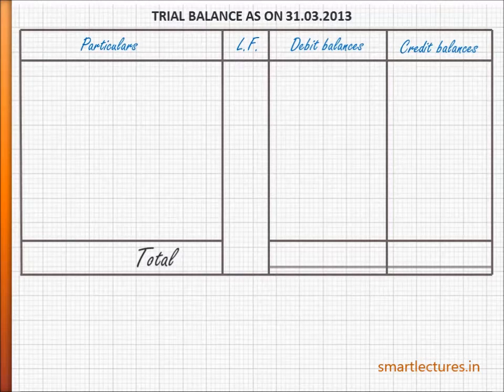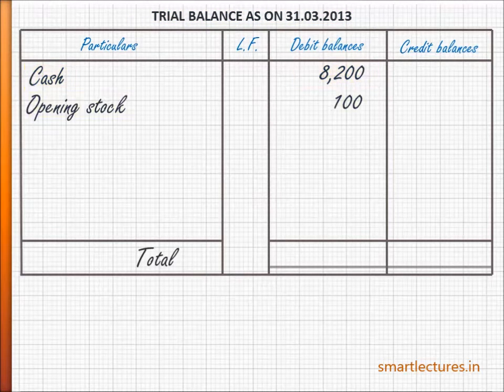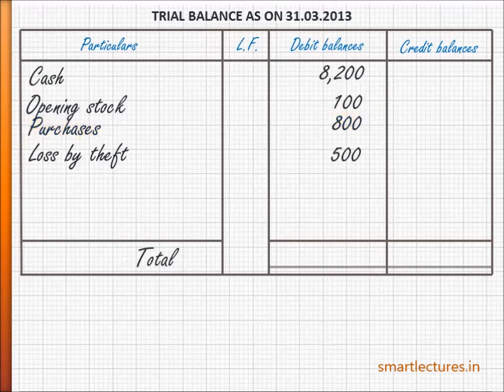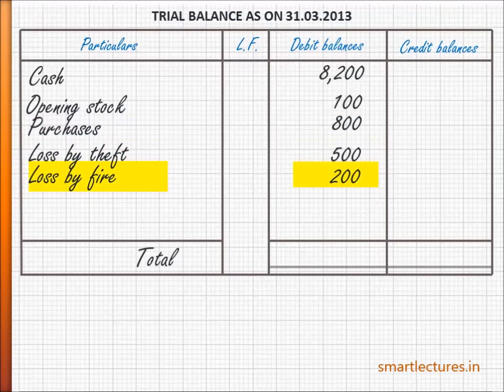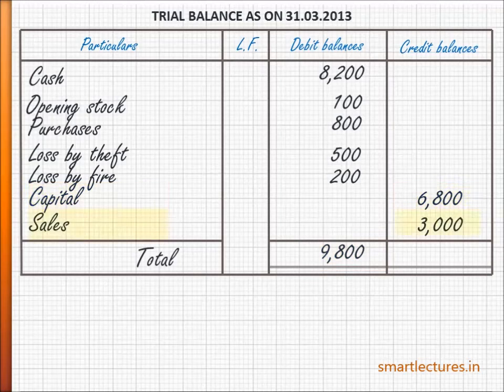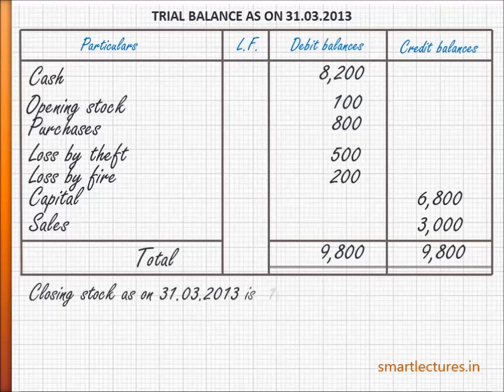So this is the trial balance as on 31st March 2013. Whenever we write down a trial balance, we have to write down "as on". Cash 8,200, opening stock 100, purchases 800, loss by theft 500, loss by fire 200, total 9,800. Capital 6,800, sales 3,000, total 9,800. Closing stock as on 31st March 2013 rupees 100.